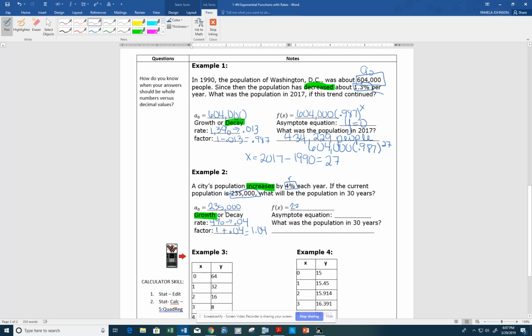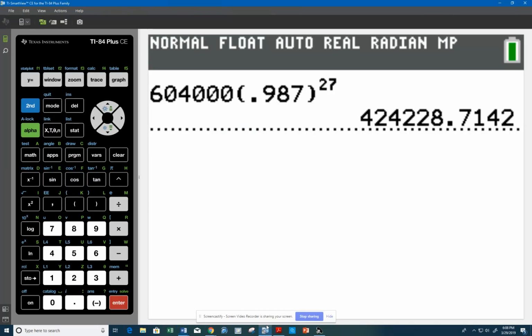All right, 235,000 times 1.04 to the x power. Okay, again, our asymptote equation is going to be y equals 0. It wants to know what the population will be in 30 years. So we're going to take that 235,000 times 1.04 to the 30th power.